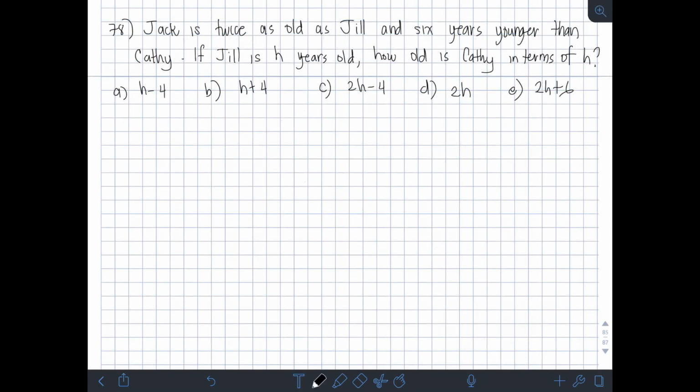Okay? Next, we have, if Jack is twice as old as Jill and 6 years younger than Kathy, if Jill is 8 years old, how old is Kathy in terms of age?